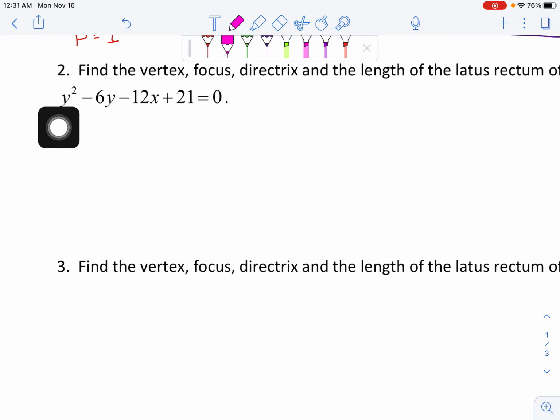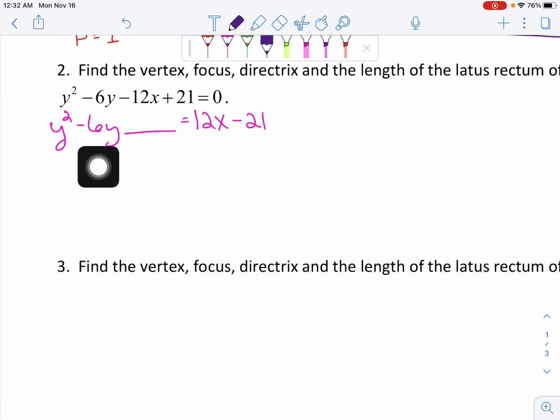So problem number 2, we've got y squared this time. So in this case, we're going to go ahead and hold y squared and the 6y on the left side. Give yourself a little space to complete the square. And then the other two pieces, the x, so negative 12x is going to move over as a positive 12x and minus 21. Okay. Let's go ahead and complete the square.